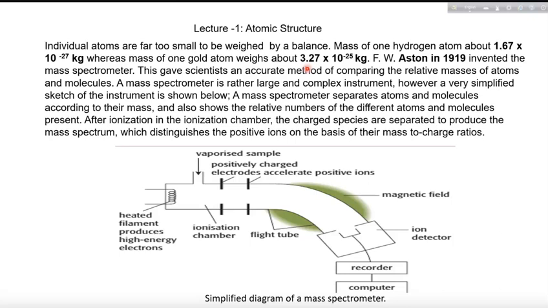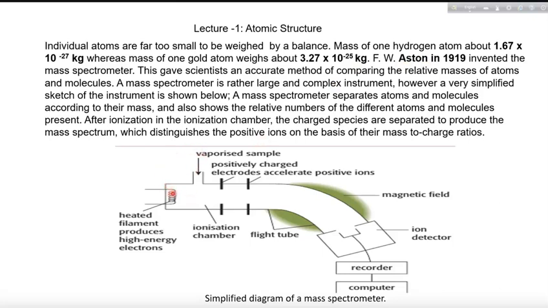Fortunately, one scientist named Aston, in 1919, invented an instrument called the mass spectrometer. This mass spectrometer allows scientists to measure accurately, by comparing, the relative masses of atoms and molecules. A mass spectrometer has different instrumentation depending on where you want to use it, but the simple principle is what I show here.